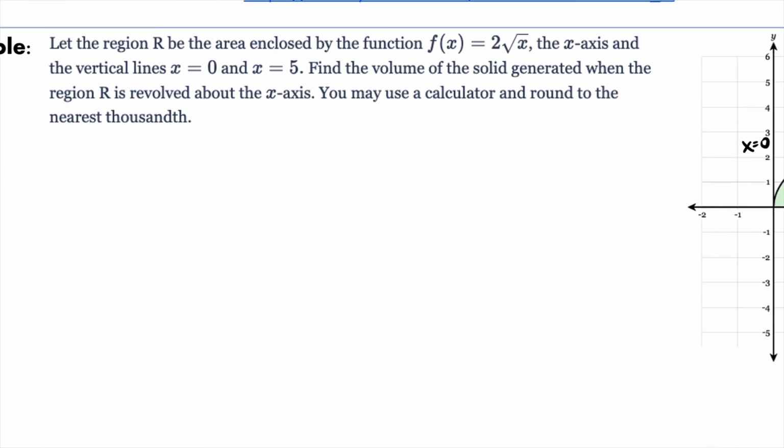Okay? So you go to the words "revolved around the x-axis." The x-axis is the horizontal. So that's dx. This is going to be a dx because it's going to revolve around a horizontal line.